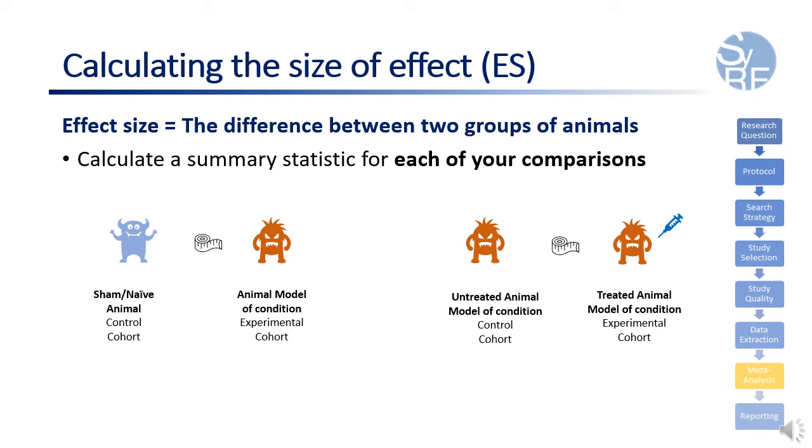Depending on if you are characterizing a model or if you are looking at the efficacy of a treatment in an existing model of human condition, you will have to calculate a summary statistic for each of your comparisons between a control and experimental cohort. If reported, it is sometimes also useful to extract a naive animal's performance too, as this will help to determine what method you can use to calculate your overall summary statistic.